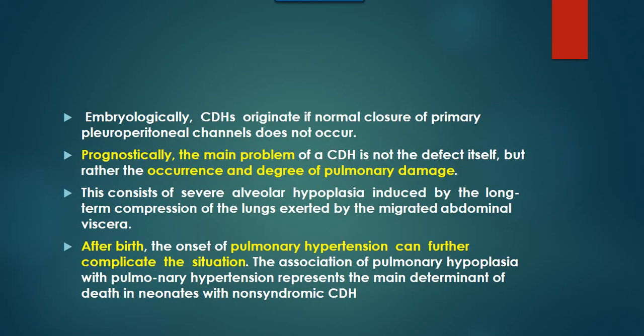Embryologically, congenital diaphragmatic hernias originate if normal closure of the primary pleuroperitoneal channels doesn't occur. Prognostically, the main problem of a congenital diaphragmatic hernia is not the defect itself, but rather the occurrence and degree of pulmonary damage. This consists of severe alveolar hypoplasia induced by the long-term compression of the lung exerted by the migrated abdominal viscera. After birth, the onset of pulmonary hypertension can further complicate the situation.